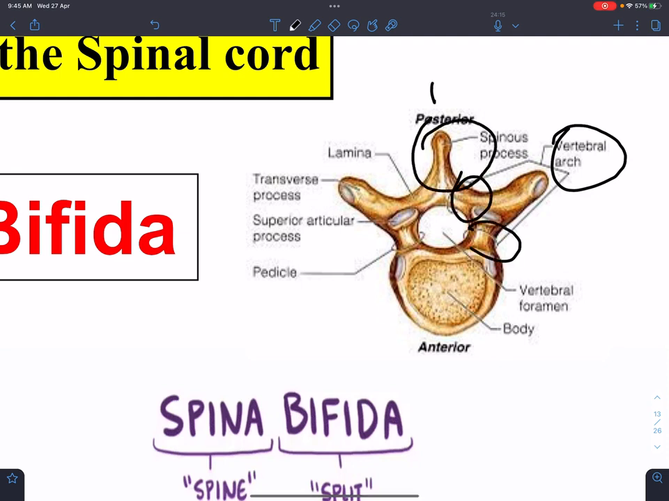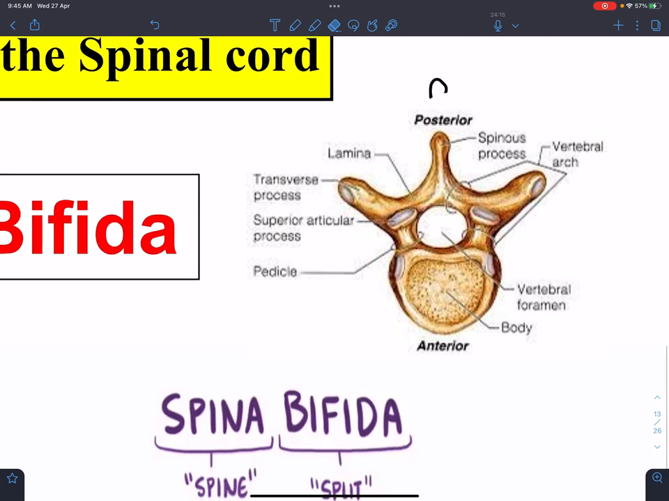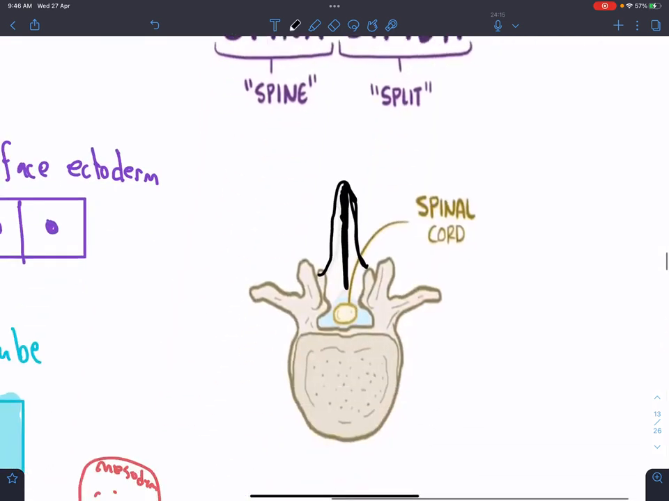And this is again from posterior view. And if you bend forward, you can feel in a skinny person his spinous process. So this spinous process is meant to keep the spinal cord, all right, from bulging out. Okay? Keep it in the vertebrae. So what happens if there is failure of fusion? What happens if the vertebral arches don't fuse to give you the spinous process? Like in this picture right here.